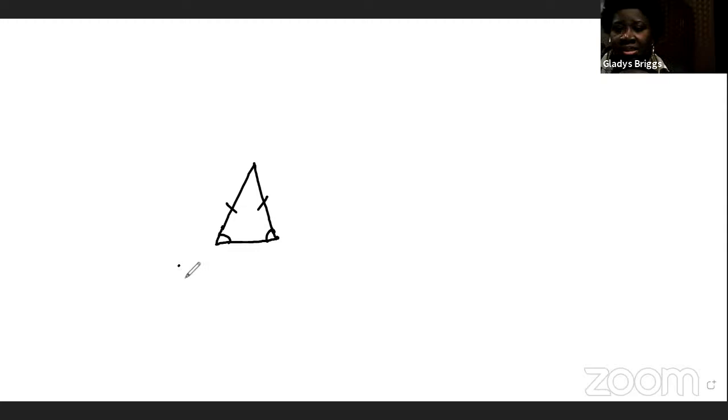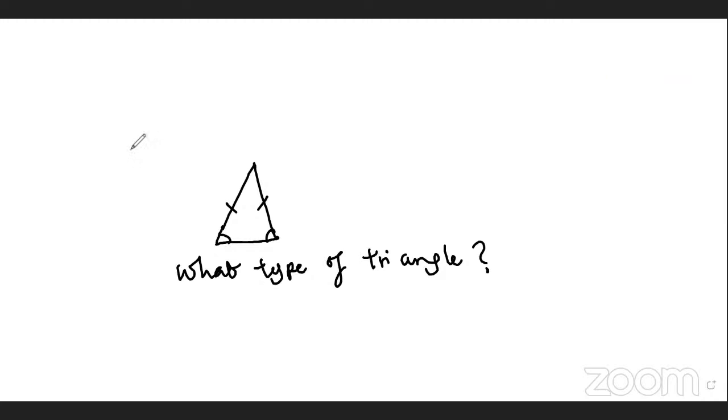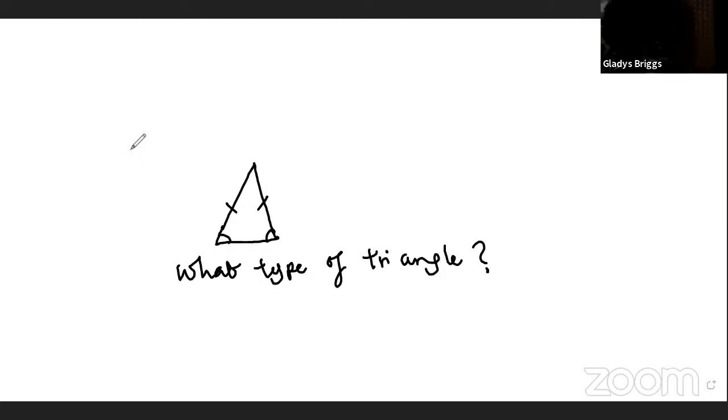Miss, what do you want us to do? What type of triangle is it? What type of triangle? I know it's a triangle. What type of triangle is it? Well done, Naji. Oh, no. I called the wrong person. Well done, Reem. Naji, try again.